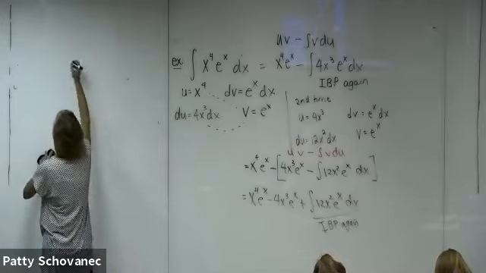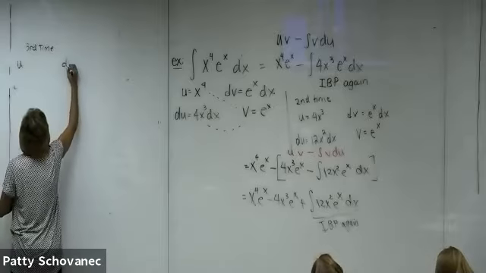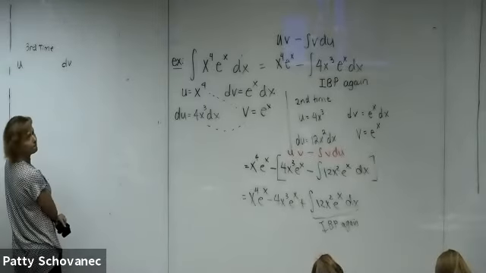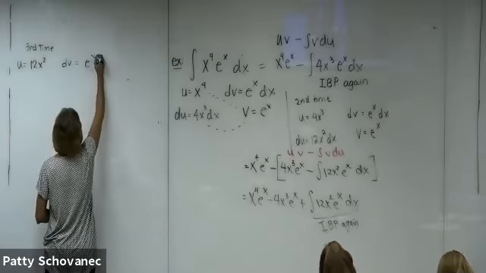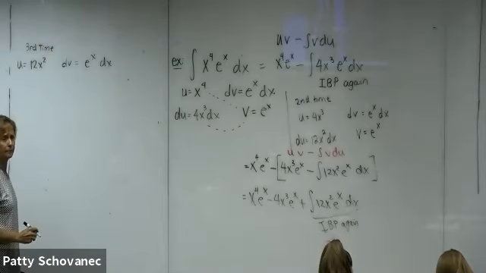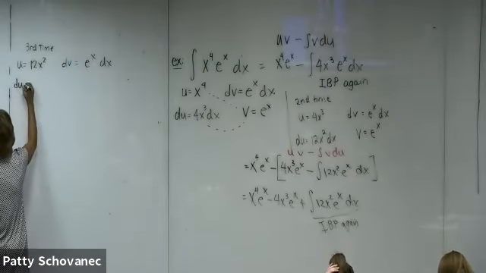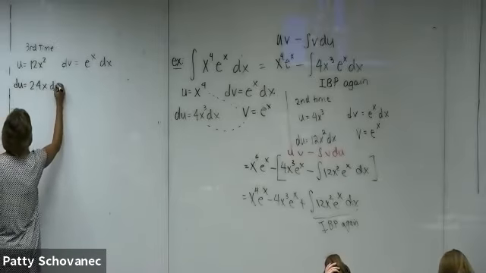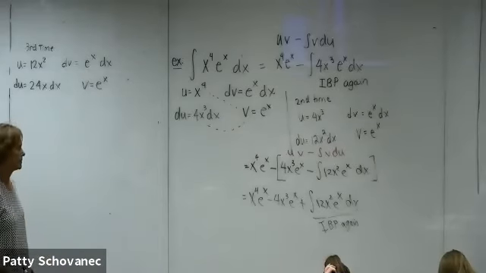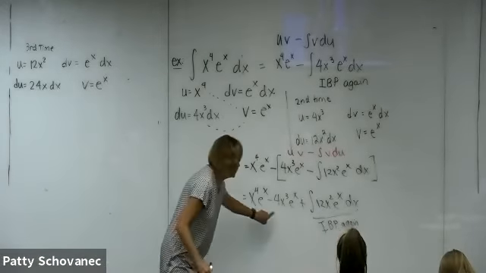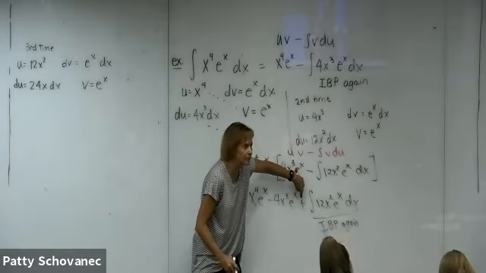So I'm going to write third time. I need to pick a u and a dv. What's u going to be? 12x squared. And so that leaves dv to be the e to the x dx. So du is 24x dx. V is e to the x. These two terms are part of my antiderivative, so let's copy them down. Then we're going to replace this integral with uv minus the integral of v du.